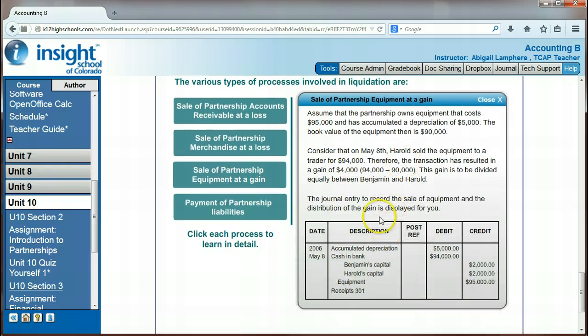Okay, so then they sold their equipment at a gain. Assume the partnership owns equipment that costs $95,000 and has accumulated depreciation of $5,000. So the book value is $90,000 worth of equipment. On May 8th, Harold sold the equipment to a trader for $94,000. Therefore, the transaction resulted in a gain of $4,000.